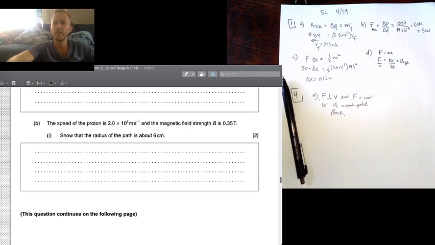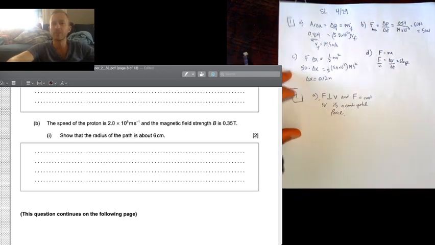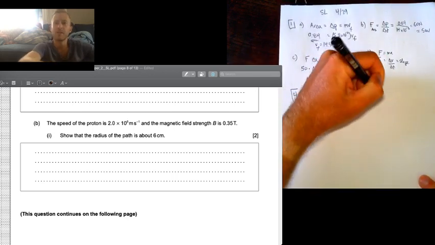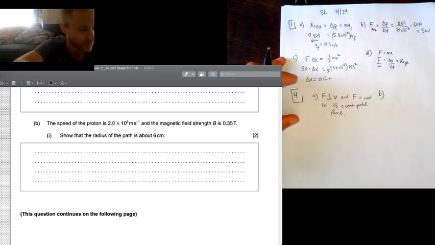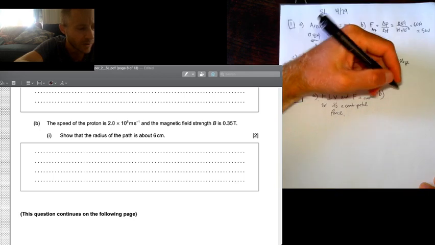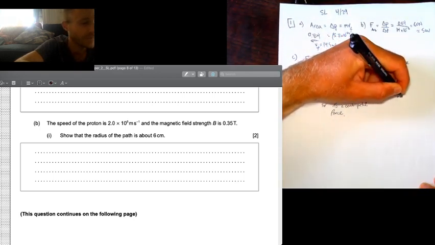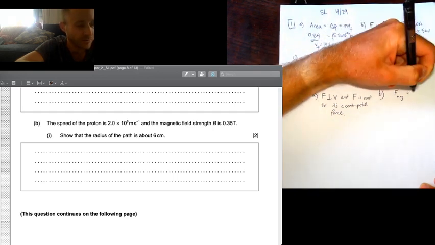It says the speed of the proton is 2 times 10 to the 6th meters per second, and the magnetic field strength is 0.35 Tesla. Show that the radius of the path is about 6 centimeters. So in this case, the magnetic force is equal to the centripetal force.